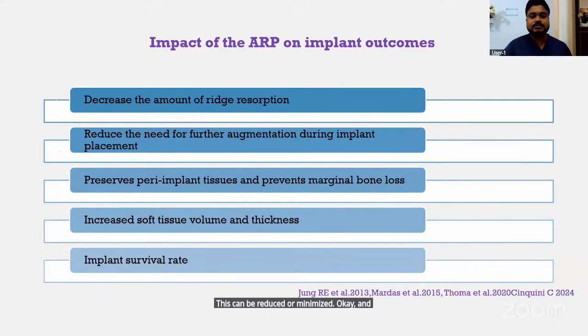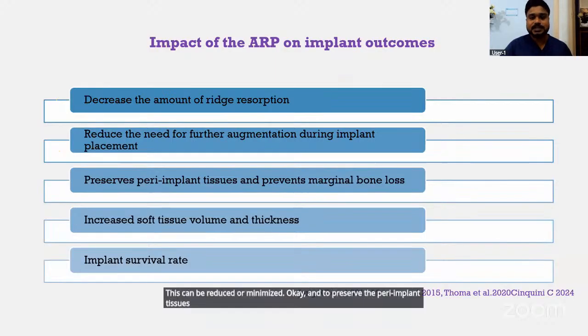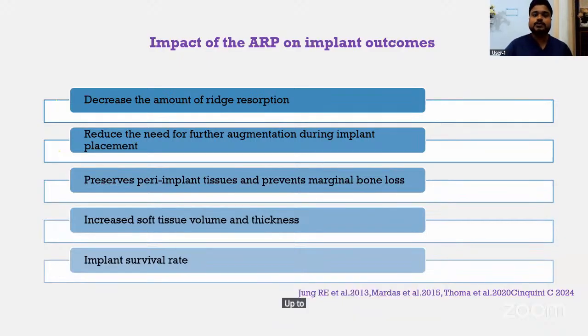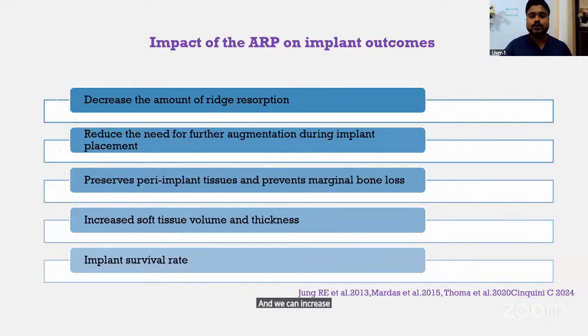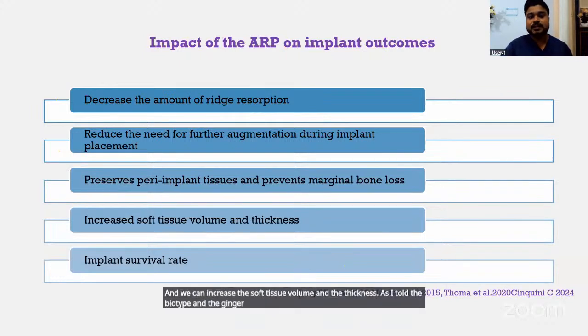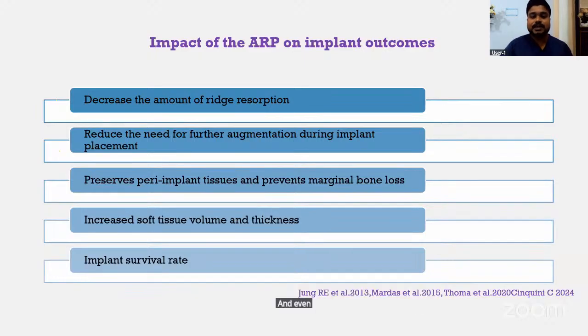It also helps to preserve the peri-implant tissues and prevent marginal bone loss. As we know, once the implant is placed, within a year up to 0.2 to 0.5 mm of marginal bone loss is anticipated. Even that can be halted to an extent with the help of alveolar ridge preservation. And we can increase the soft tissue volume and thickness. As I told, the biotype and the gingival contour can be very well maintained, and even the implant survival rate increases with the help of alveolar ridge preservation.